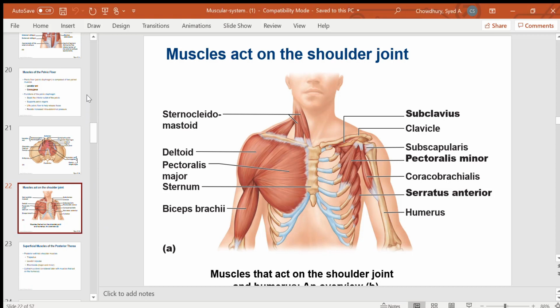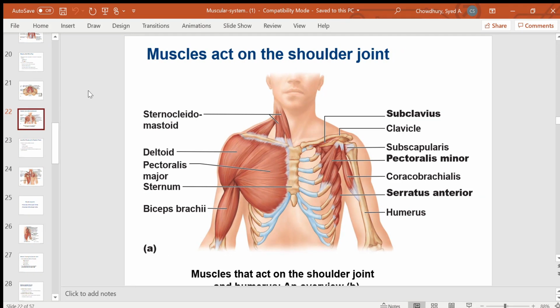Today I'll talk about the last part of the muscular system. First, I'll talk about the muscles that act on the shoulder joint. Always remember that the muscles cross the joint from above, work on the body part below them. So those muscles that cross the joint would work on that joint or the part below them.